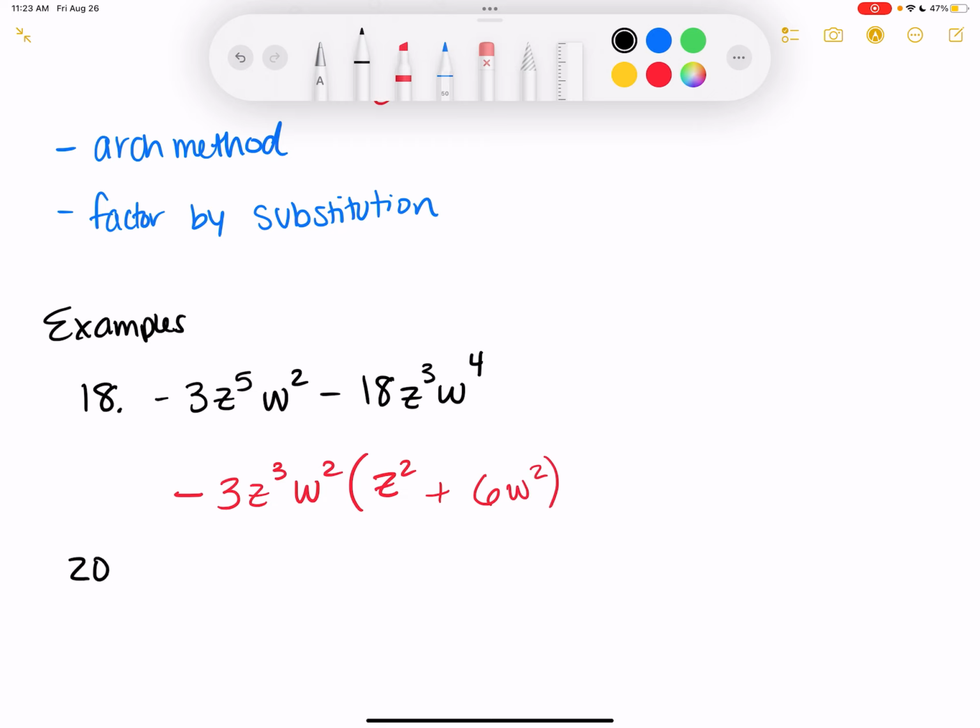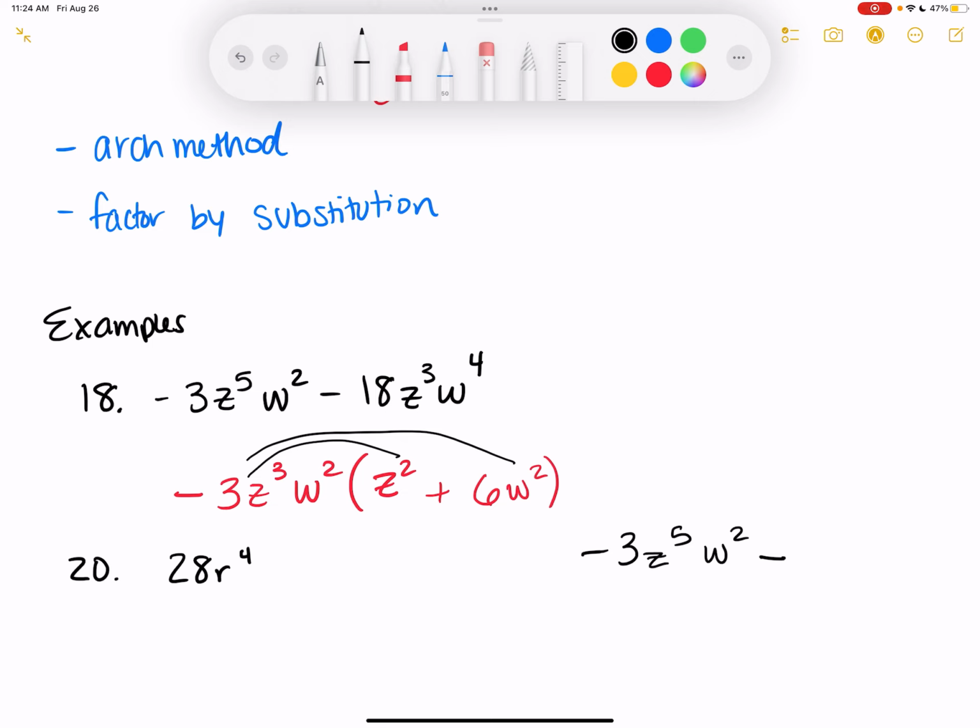Wait, I think I figured it out. So you're asking why the 6 is in front of the W and not in front of the Z? Because we took out a z, so the Z's are gone. If you multiply this back through, you would get negative 3 z to the 5th w squared. We have the Z left because we only took out 3 out of the 5.